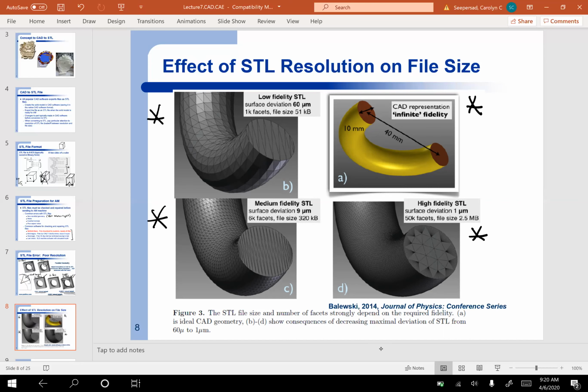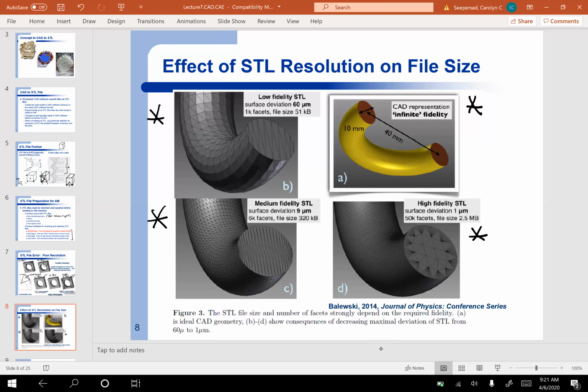So imagine this channel were inside a more complicated part with lots of other features. Then all of a sudden your file size is starting to really grow and expand almost non-linearly, right, with the fidelity of the file. So that's something we need to keep in mind, right? So again, once you have a surface deviation or a chord height that's much lower than what your machine can resolve, there's really not much use in going any smaller than that, because you'll just increase the file size and the part that you print will be indiscernible, right?